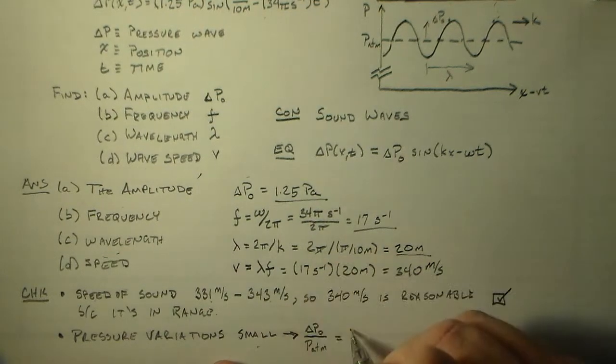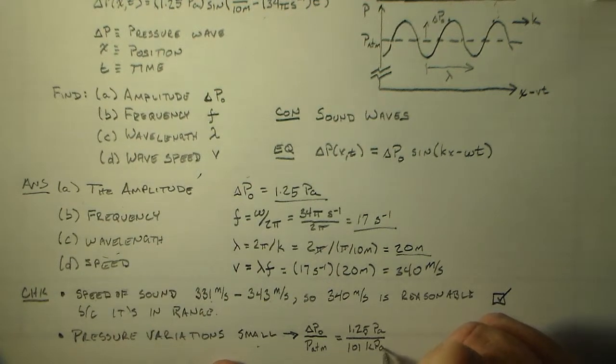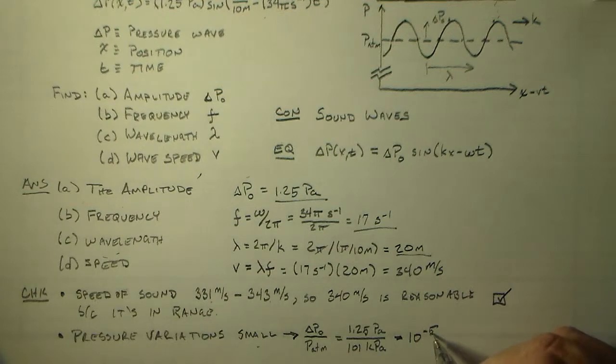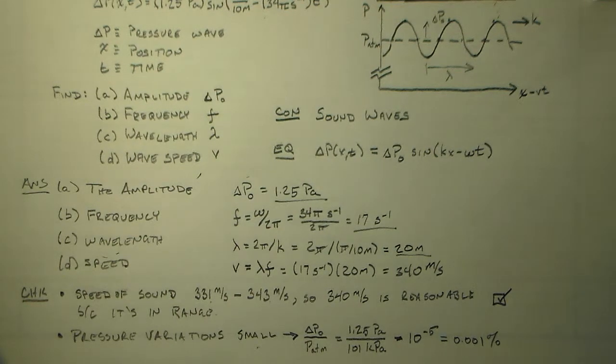And delta P naught is 1.25 pascals, right? Atmospheric pressure is 101 kilopascals. So that's about 10 to the minus 5, which is pretty small. That's, let's see, 10 to the minus 2, that's 1/1000th of 1%, right? 0.001%. You know, they're really small. That's what sound waves really are. They're small oscillations and things like that. So I think that's pretty reasonable.